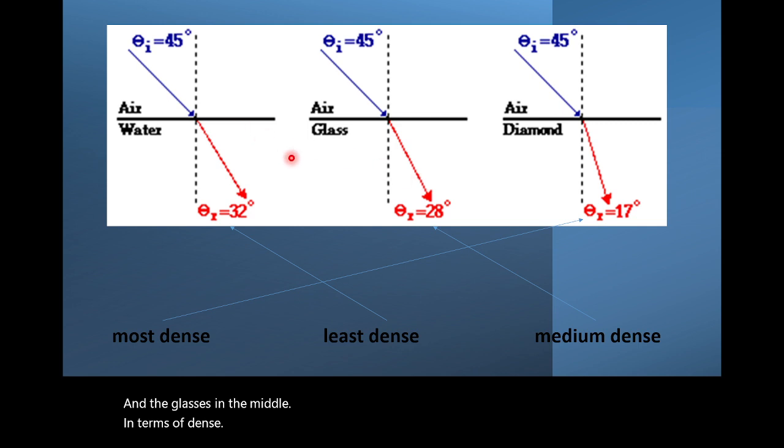You see, less dense, less bending. Most dense diamond has most bending. As a result, the angle of refraction here is 32 degree, which is more than the angle of refraction 17 degree, which is the least.